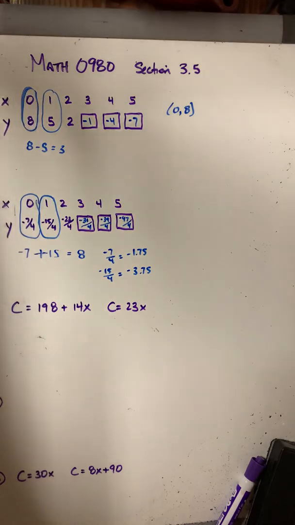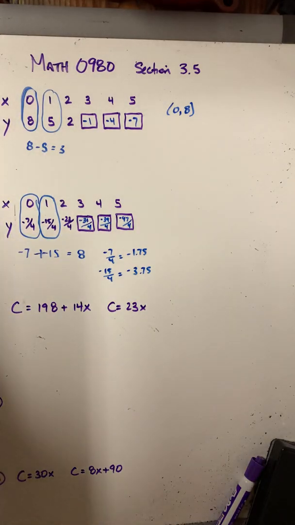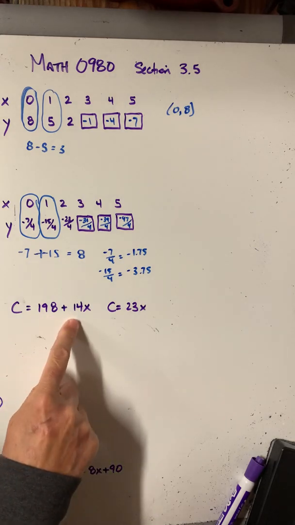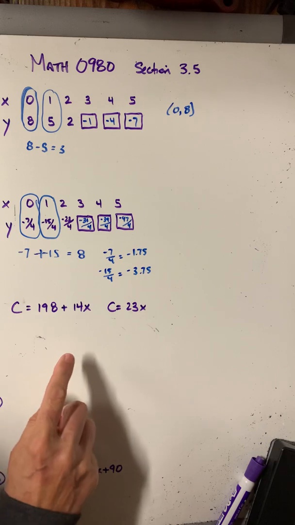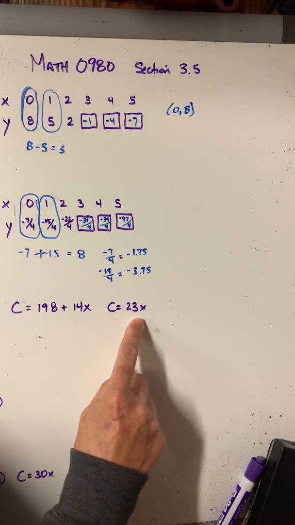Okay, so let's move on to question number 3. In question 3, it's a story problem that says the cost equation for a company to install X square feet of brick pathway is C equals 198 plus 14X. So they give me this cost function, and then they give me another cost function, which is C equals 23X.